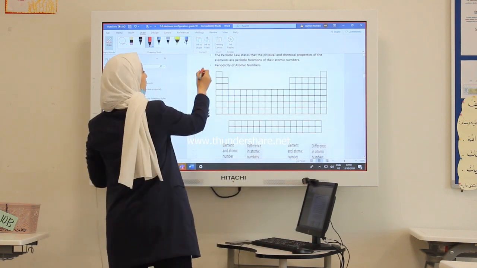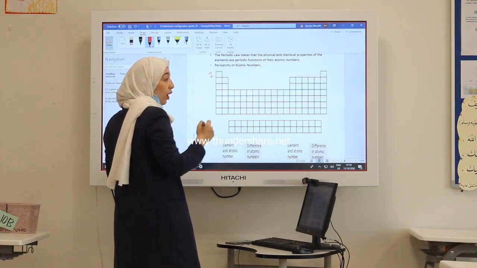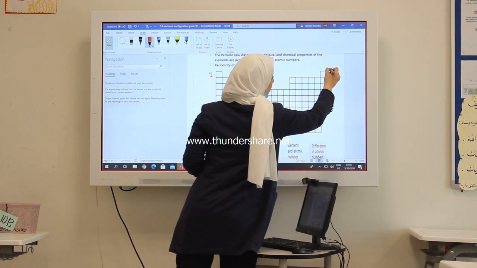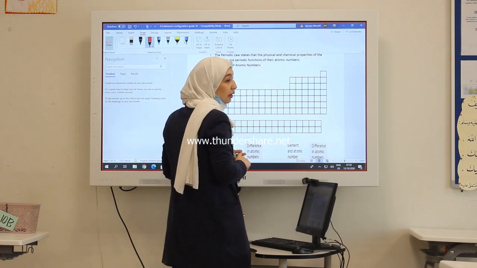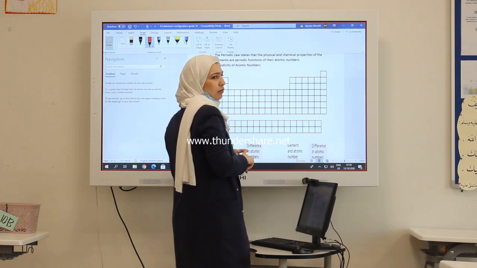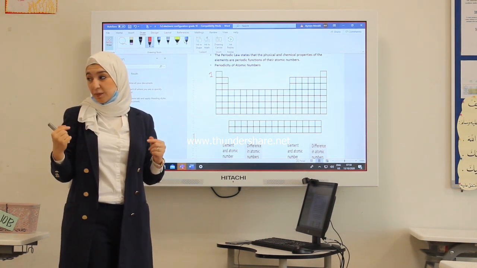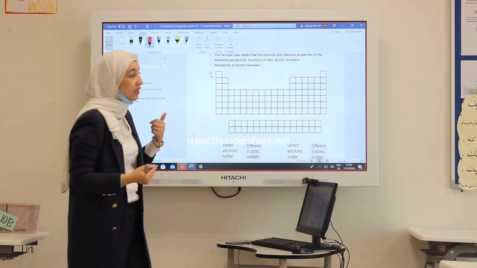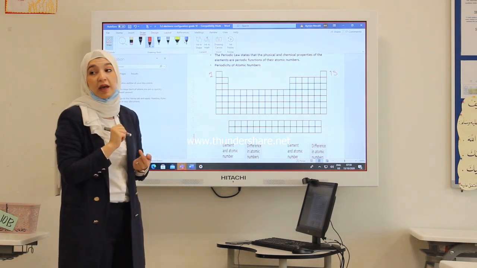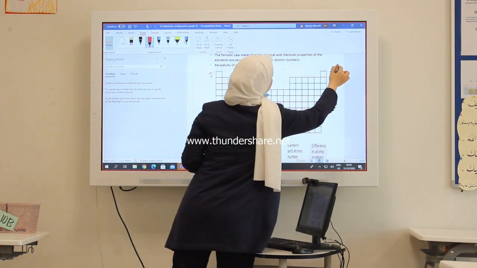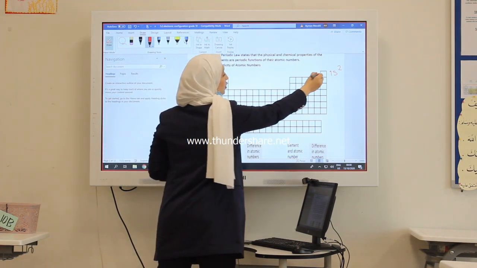Here, for example, the first period is fulfilled. How many sublevels? One, which is s. The first period has one sublevel, 1s. S is fulfilled by how many electrons? Two. So in the first period we have how many groups? Two, right?